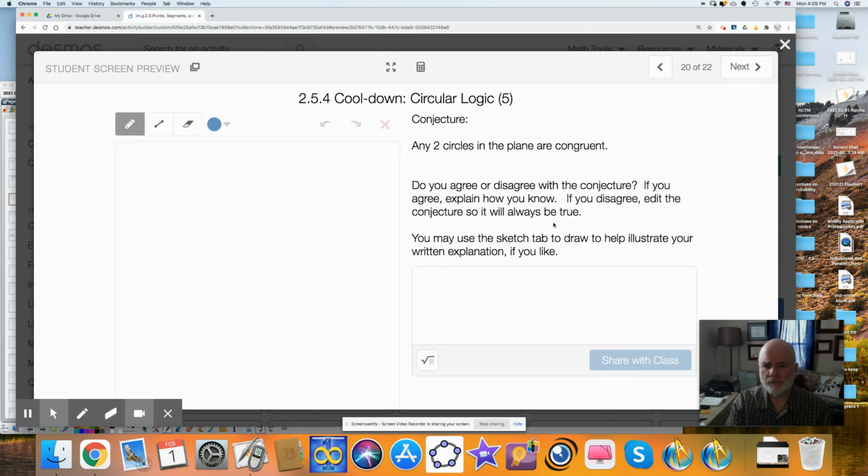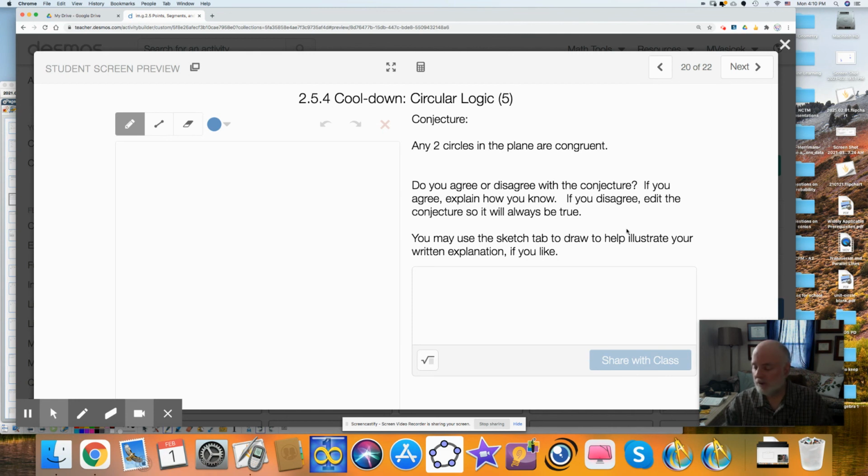For the cool down, any two circles in the plane are congruent. Do you agree with this? Tell me if you agree with it. Tell me if you disagree with it. If you agree, explain how you know. If you disagree with it, I could say draw a counterexample. But if you disagree with it, I want you to edit the conjecture so that it will always be true. Maybe the sketch will help.